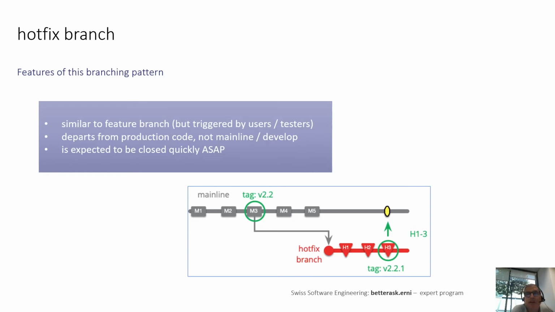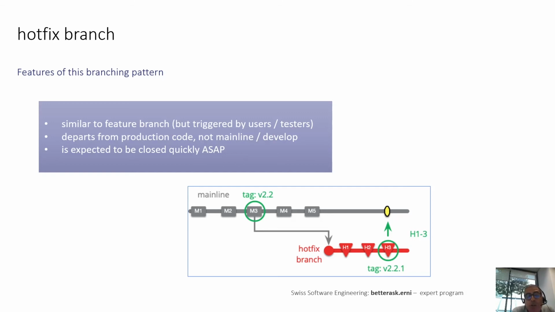Branching patterns. The hotfix. I think the word says it all. It's a fix which is hot, in red here. You see, it's very urgent. The testers or the users discover a bug, and your manager comes and says, hey guys, we have to fix this. Leave all your work. We have to fix this. It's not working. It's destroying data at the customer. So you have to come with a hotfix now.